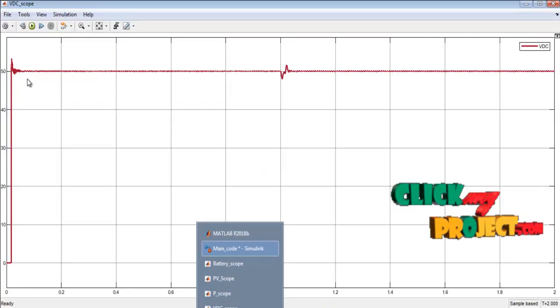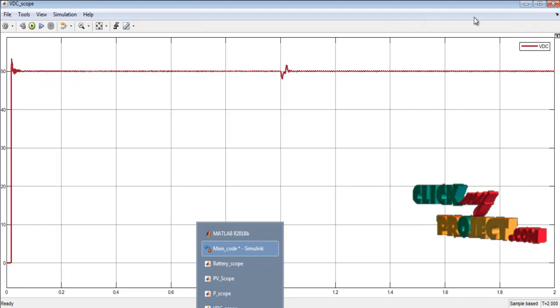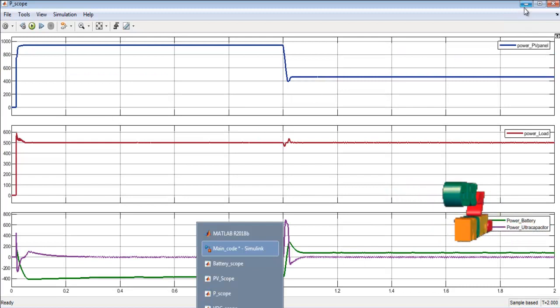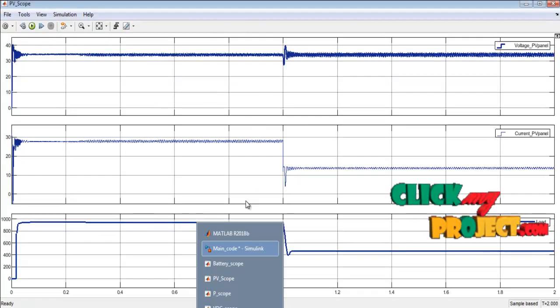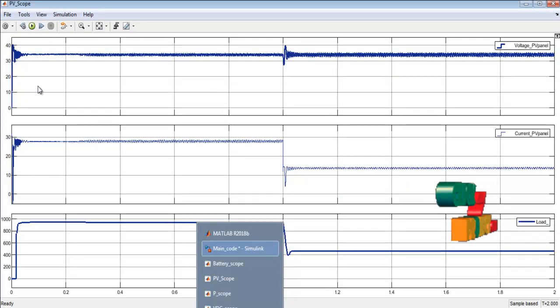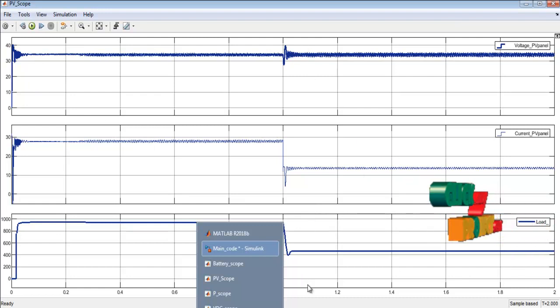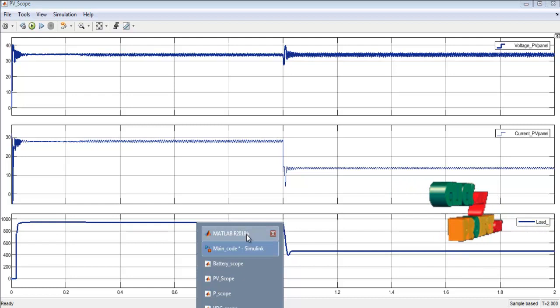First is the VDC link. This is the VDC link output. This is the PV panel voltage. This is the voltage values, and this is the current of the PV panel, and then this is the load of the PV panel.